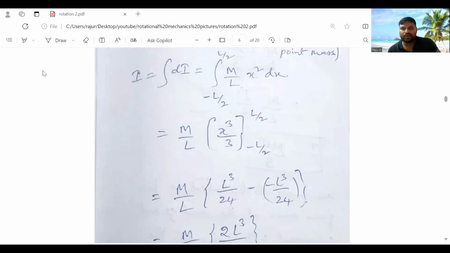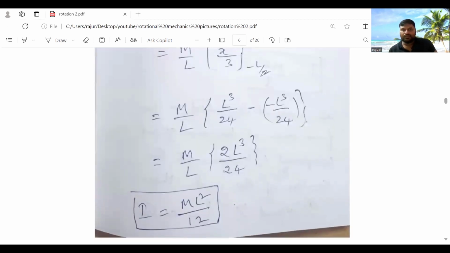M by L x square dx is the moment of inertia of the rod. So m by L is the integration constant. Take it out of the integration. Integral x square dx is x cube by 3, with L by 2 and minus L by 2 as the limits. Substitute the limits properly. M by L into, if you substitute L by 2 in the place of x, then we will get L cube divided by 2 cube, 8, 3 times 24.